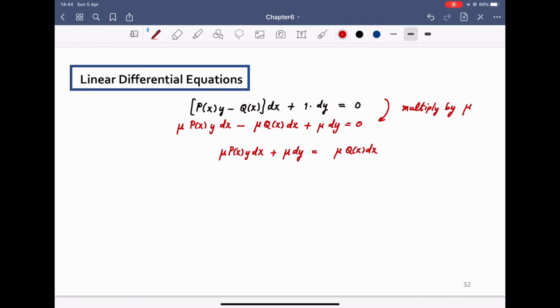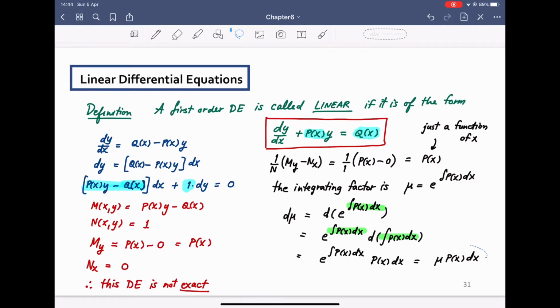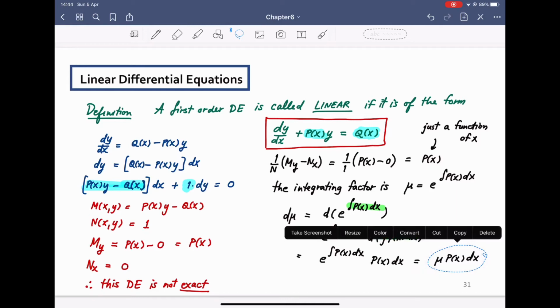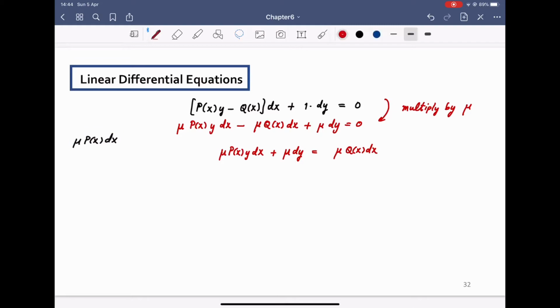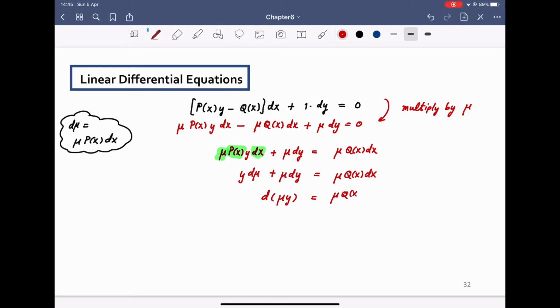From the previous slide, we know that mu p(x) dx is equal to d mu. So we group mu, p(x) and dx together and call it d mu. This thing becomes y d mu + mu dy = mu q(x) dx. On the left hand side, this is the formula for the total derivative of mu y, because d(mu y) is mu dy + y d mu. And that is equal to mu q(x) dx.